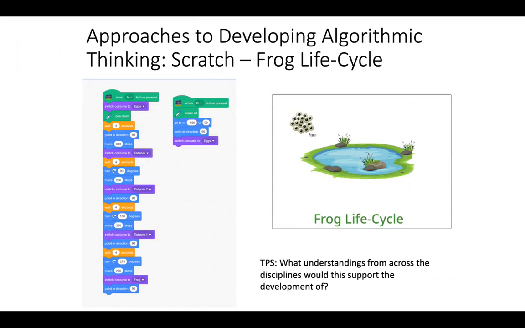So here we have an example of how algorithmic thinking can be applied using a program called Scratch. Scratch is a coding language, and you can see that a series of block-based code has been put together in order to represent the life cycle of a frog.